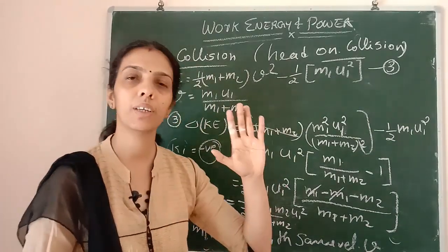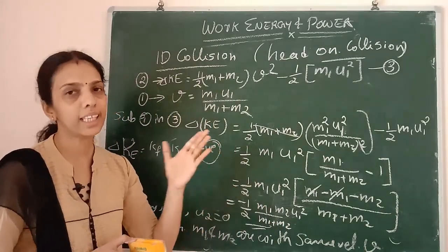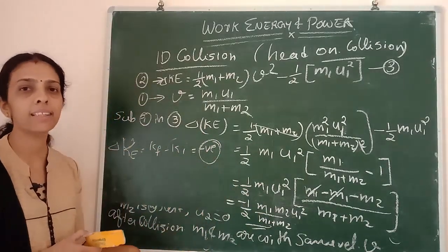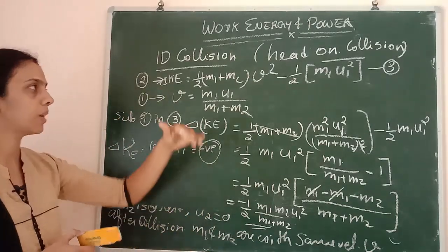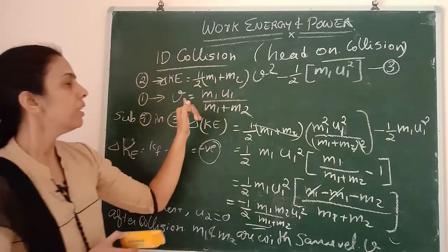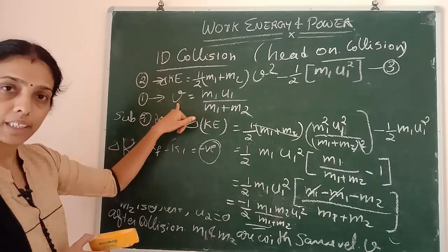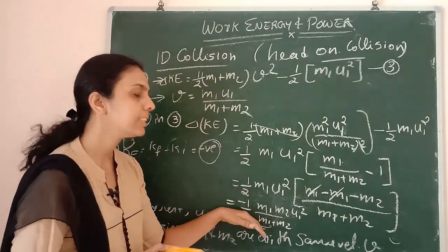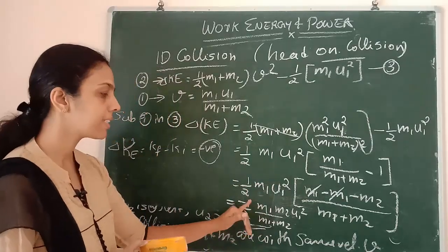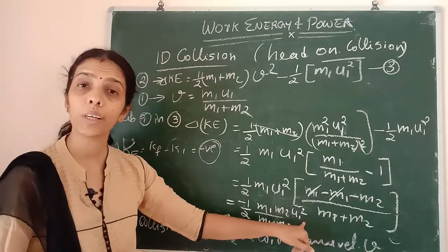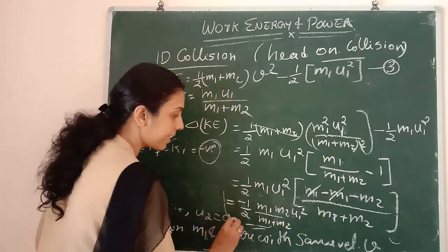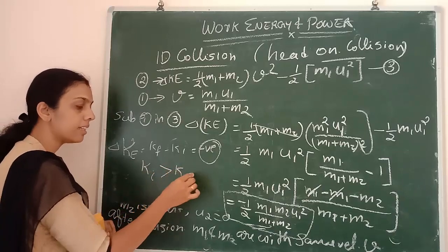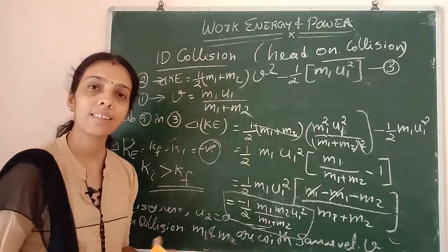So you understood how we derived. First we take momentum conservation, then the change in kinetic energy, final minus initial. Then we considered the second object at rest, and after collision both objects are moving with the same velocity. From the momentum equation we got an equation for the final velocity, because we don't know the final velocity, but the initial velocity we can calculate. The change in kinetic energy we got as a negative term, that is minus half into m1 m2 divided by (m1 plus m2) into u1 square. So this is a negative term, which means the initial kinetic energy is greater than the final kinetic energy. Clear for this?